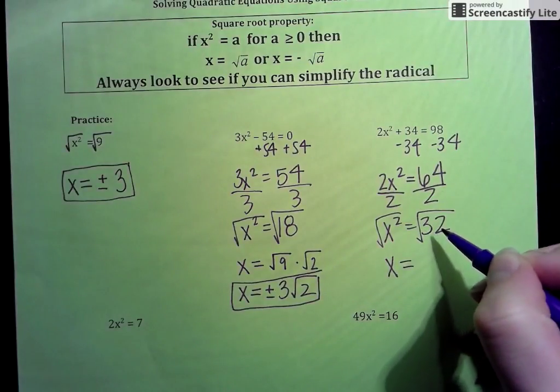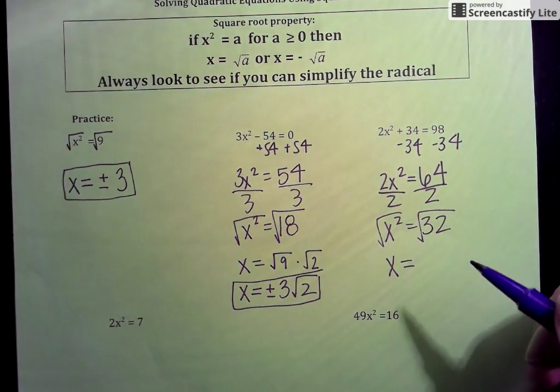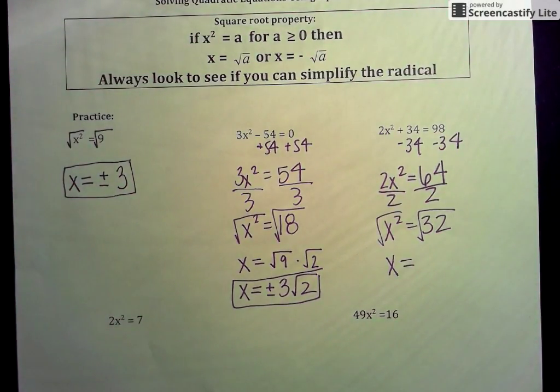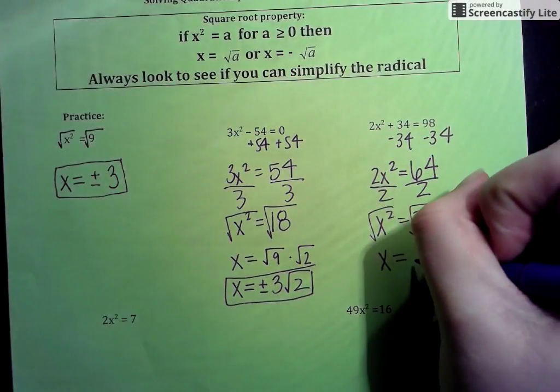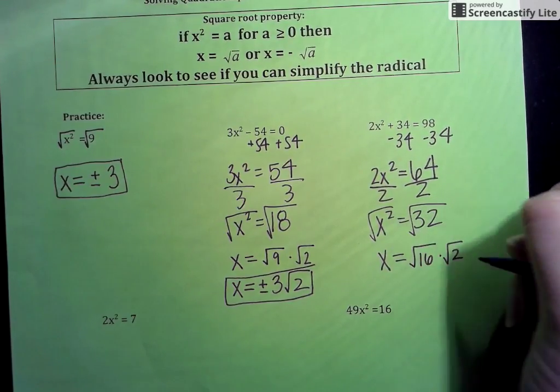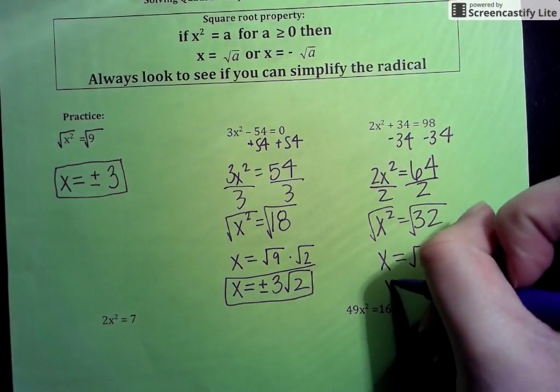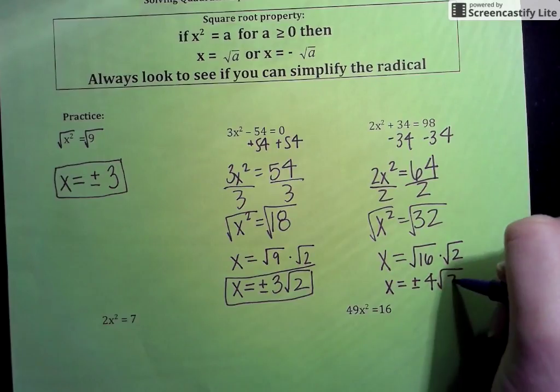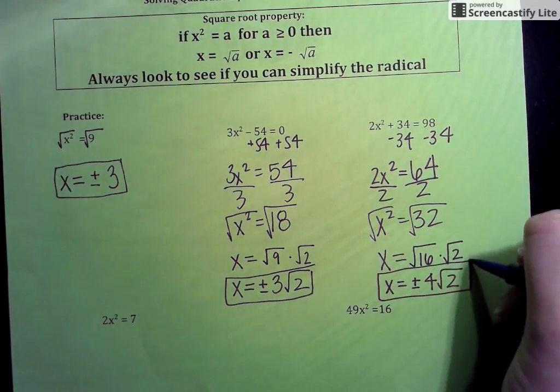In this case, I could take out a 4, but it would be 4 times 8, and 8 could be simplified more, so the greatest perfect square I can take out is 16. So I get the square root of 16 times the square root of 2. I have x equals plus or minus 4 square root 2. That would be my final answer.